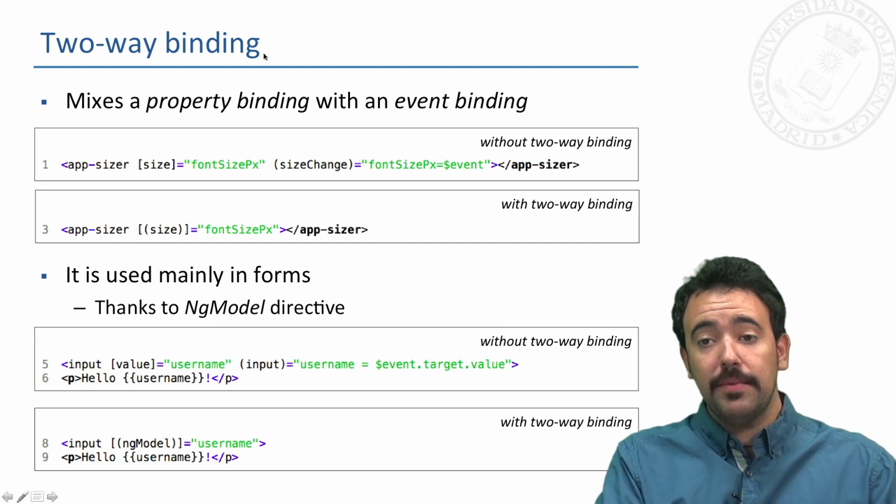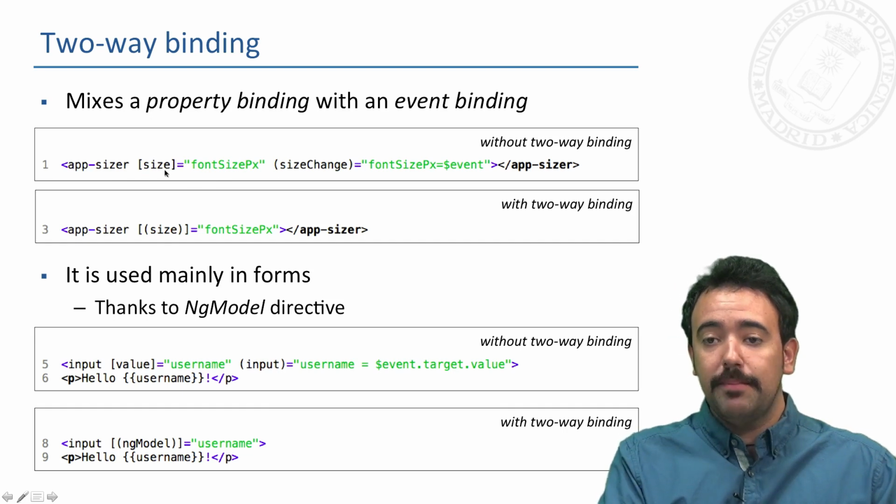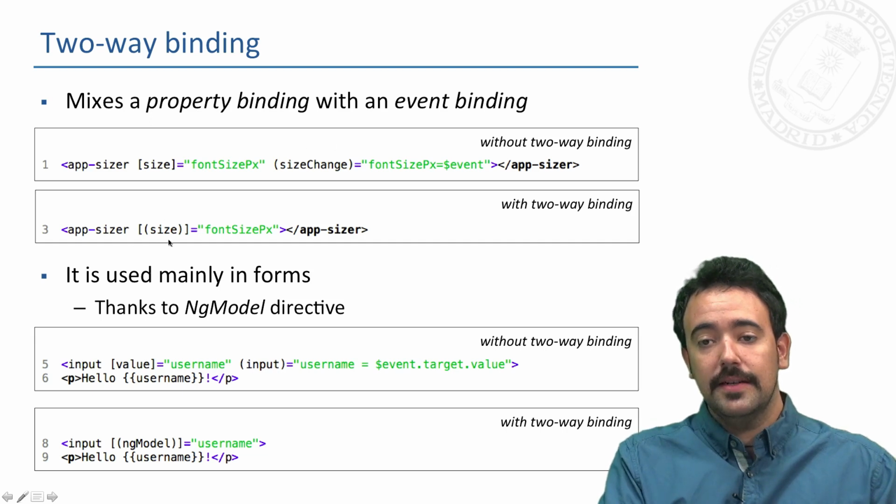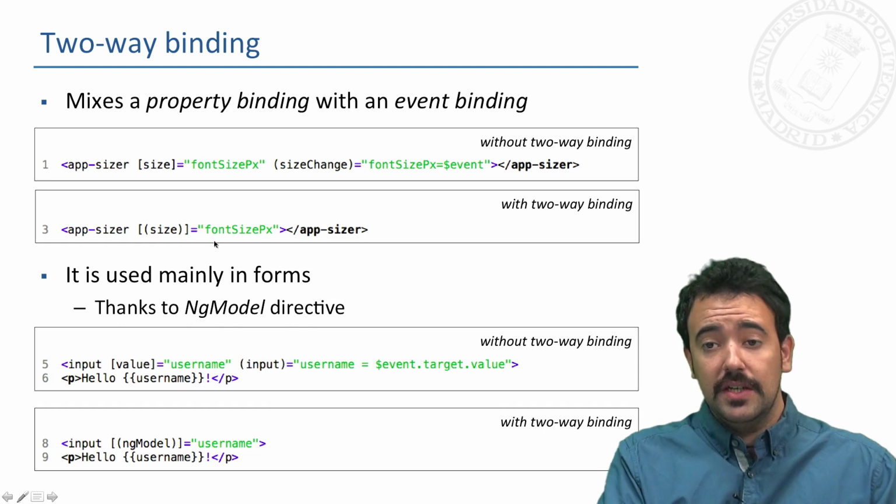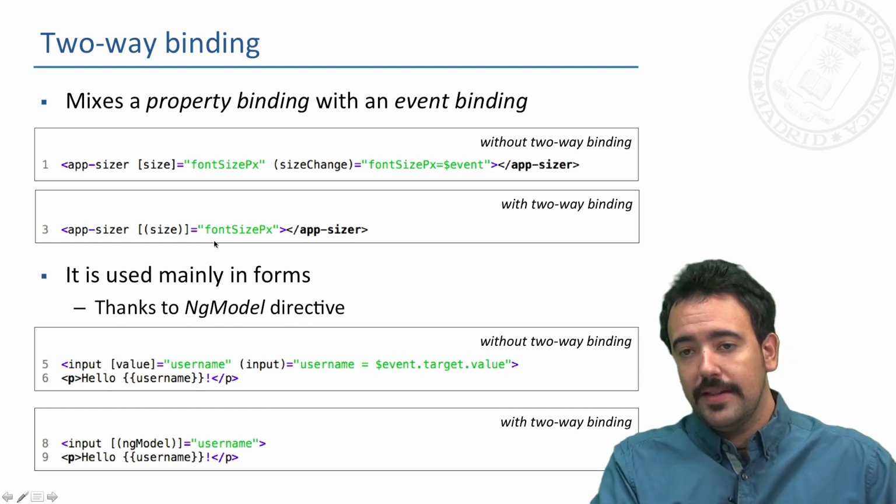So in this example, for instance, we can see how we can mix a property binding and an event binding with just a single expression here, using a combination of both formats. Okay, and this is called two-way binding in Angular.